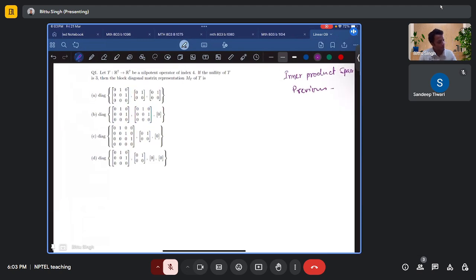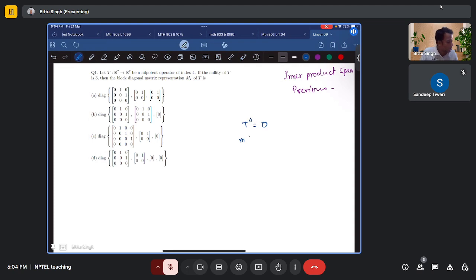So the first problem is this: T is an operator on R7. Now the question is about a nilpotent operator of index 4, that means T to the power 4 equals 0. So from here we obtain the minimal polynomial. Index means the lowest degree n such that T to the power n equals 0.